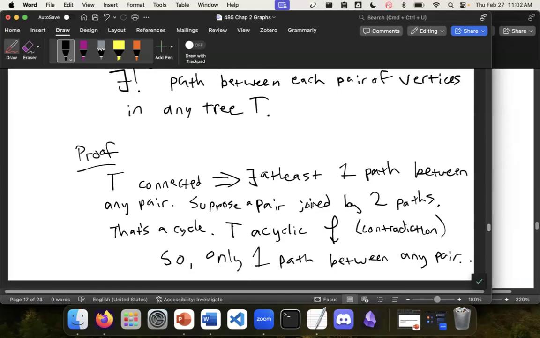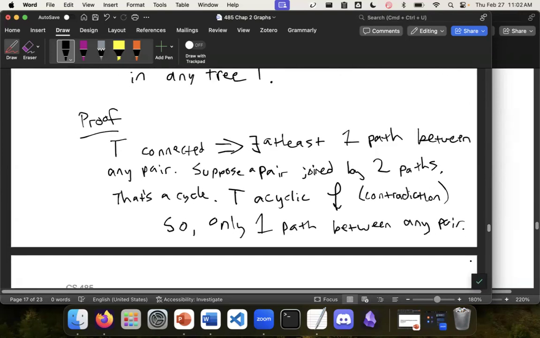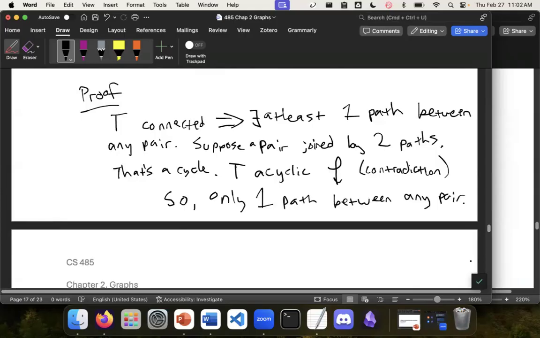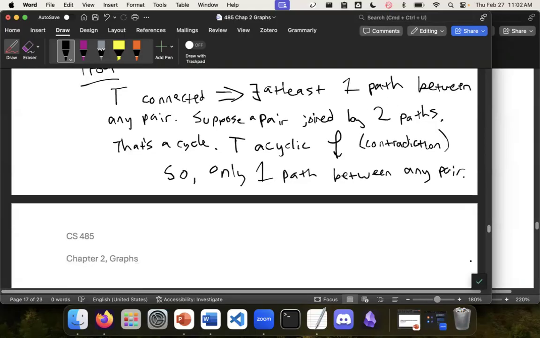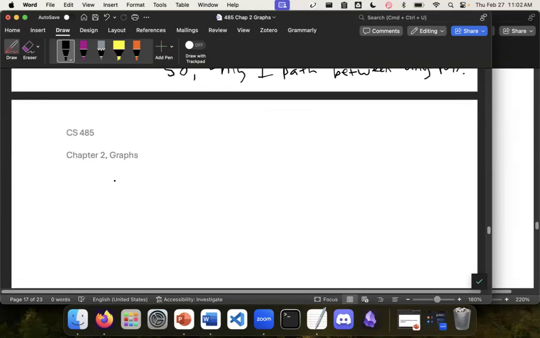And this only holds for trees, right? If the graph is cyclic, if there are cycles in there, like these ones that you've drawn, it doesn't hold because there are more than one path between some pairs. Okay, that's trees. The other one I want to mention are path graphs.